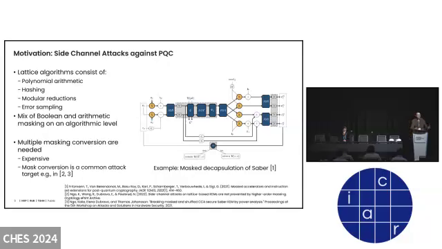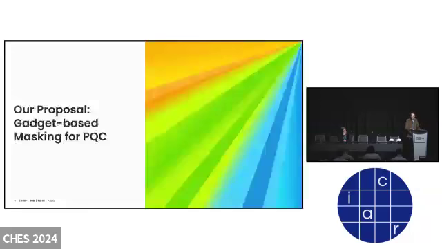These masking conversions are not always so nice, because on the one hand, they're expensive to do in the first place, but also they're a common attack target. Several of these attacks against masked implementations specifically attacked the masking conversion between Boolean and arithmetic masking, or vice versa. So our approach is basically, let's do away with all of this mask conversion, and instead of masking on the algorithmic level, use gadget-based masking.